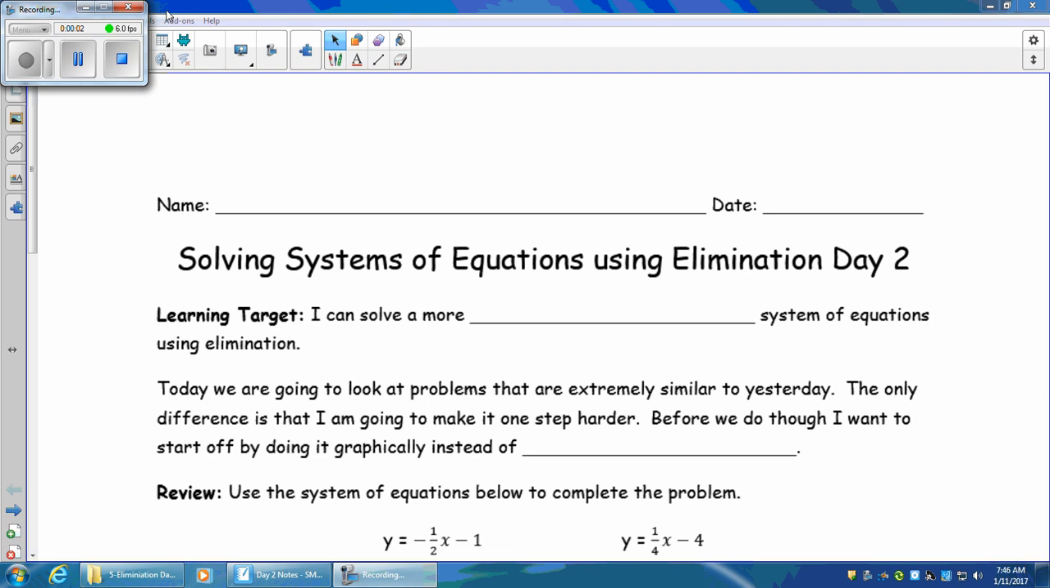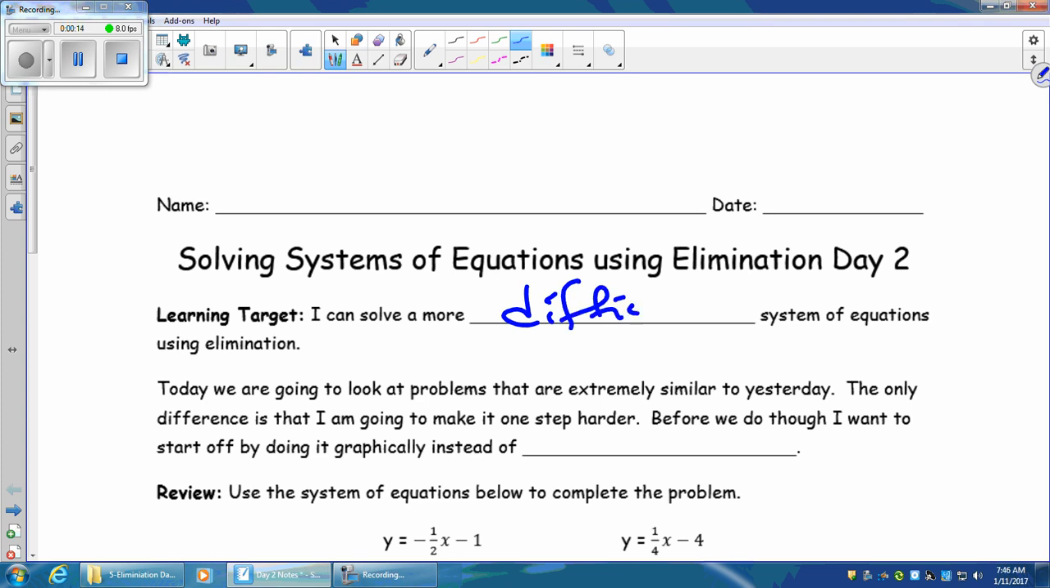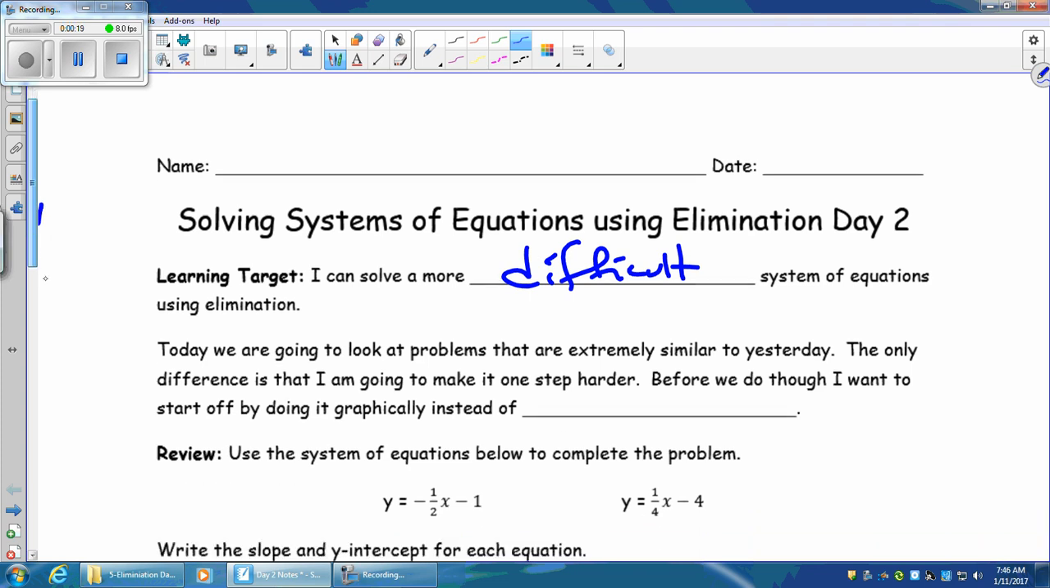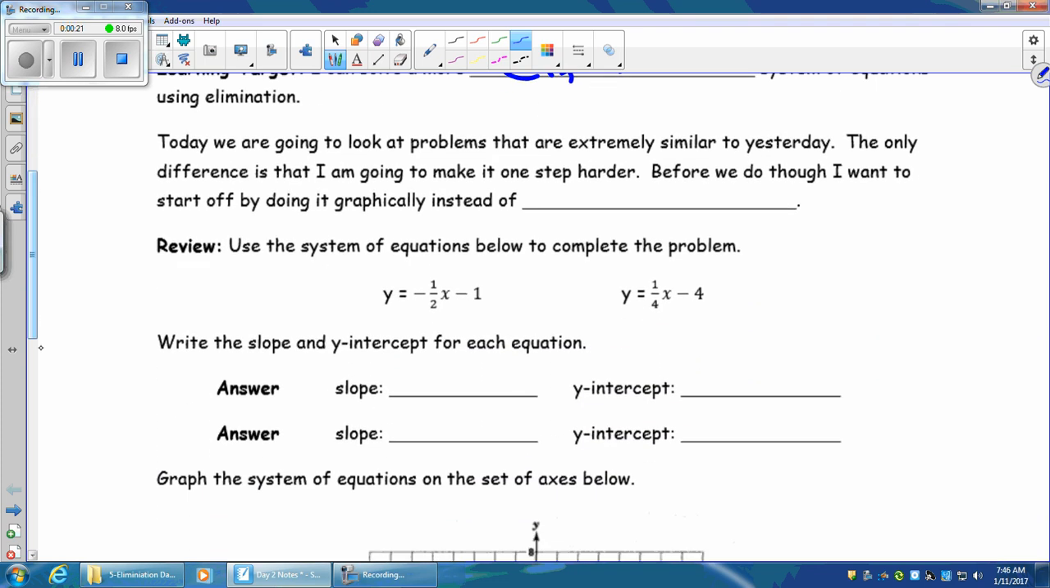Alright guys, so some short notes today. We're going to solve systems of equations using elimination. Again, it's called day 2 because we're going to do it a little bit more difficult, so I can solve a more difficult system of equations using elimination. Today we're going to look at problems that are extremely similar to yesterday. The only difference is that I'm going to make it one step harder.